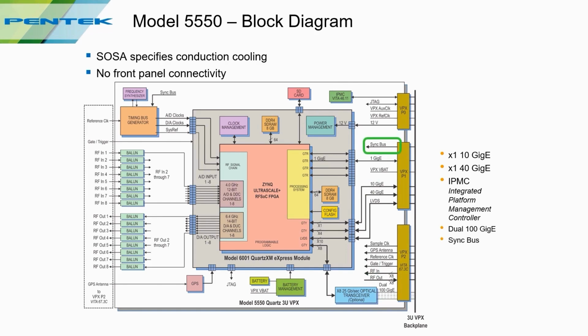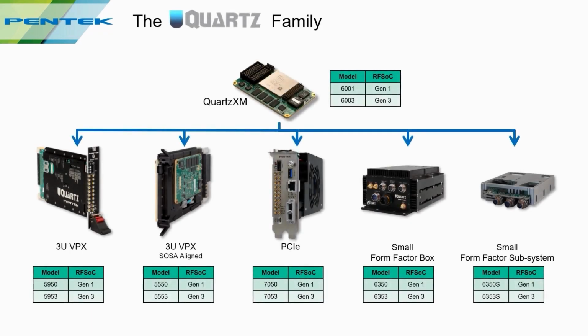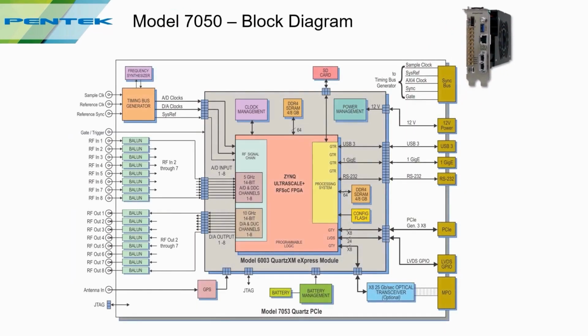So for applications that are running in less harsh environments like desktop PCs or server PCs, we have a PCIe board, and it looks a lot like a high-end video card with integrated fans. The block diagram is essentially the same, but with changes where all the interfaces are located, and in this case on the dual wide front panel.